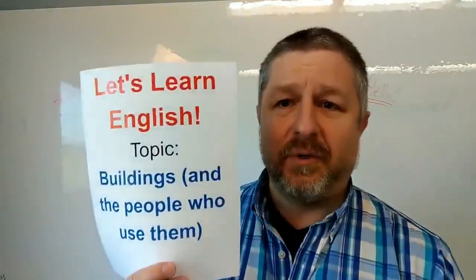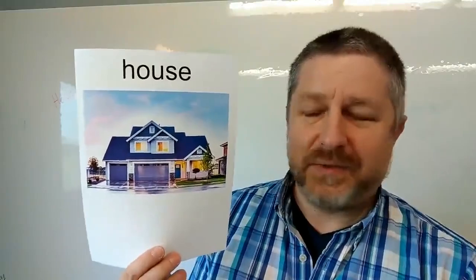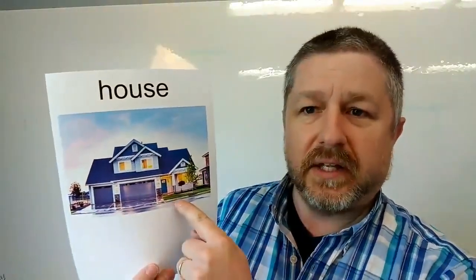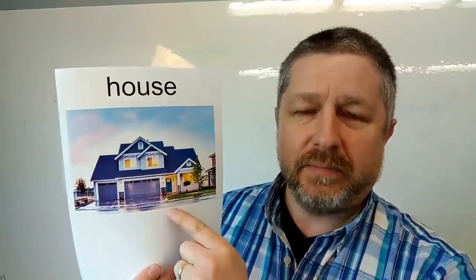Very cool. So again, we're going to talk about buildings. The easiest building to start with, this is the easiest one, is a house. I think everyone knows this word. People live in houses. Families live in houses. But one question that often comes up is, what is the difference between a house and a home? So a house is a building like this, where one family or one person lives in that building.